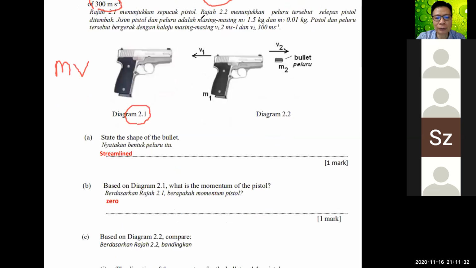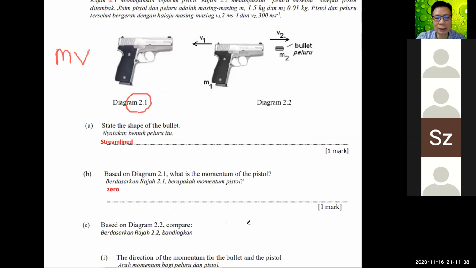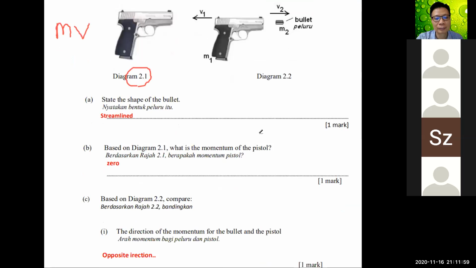Based on diagram 2.2, they ask you to compare the direction of the momentum of the bullet and the pistol. The bullet goes to the right, the pistol goes to the left. So can you compare the direction? Opposite direction. One goes to the left, one goes to the right, so the answer is opposite direction. The spelling is wrong, it is opposite direction, okay?